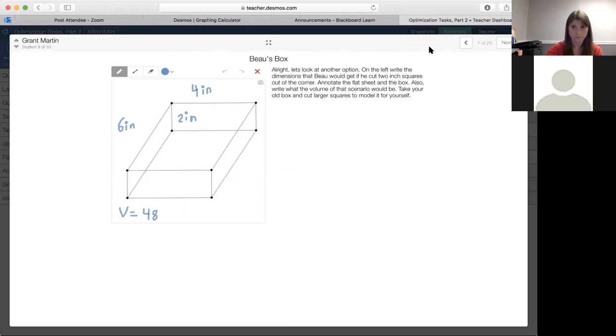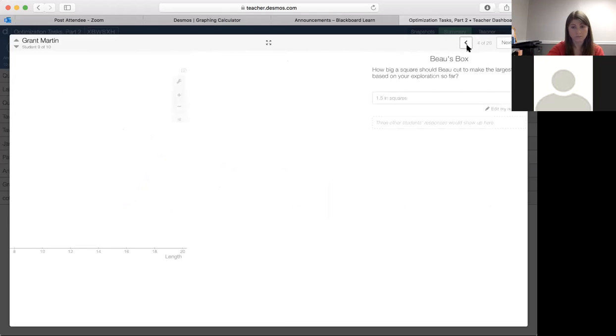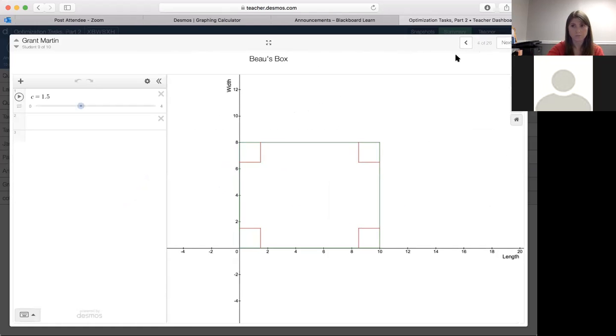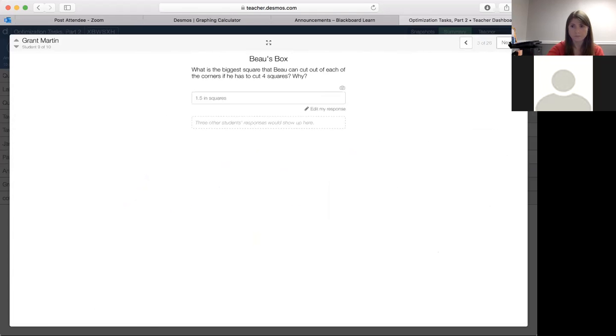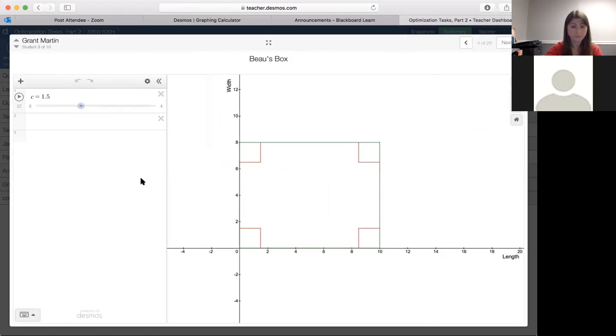For length and width, well, I know it said to make your own model. So basically I just measured out 8 inches and 10 inches on a piece of scrap paper, and made my own box. And I just measured it with a ruler.